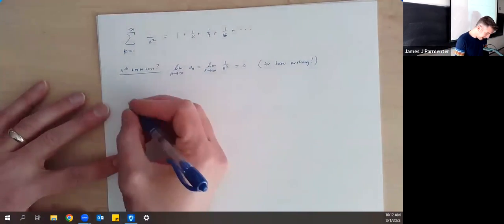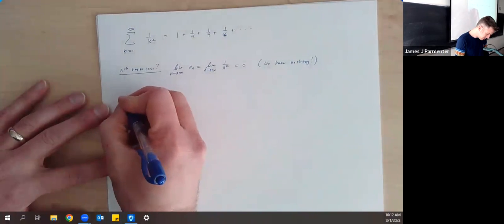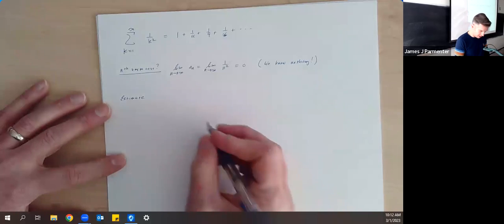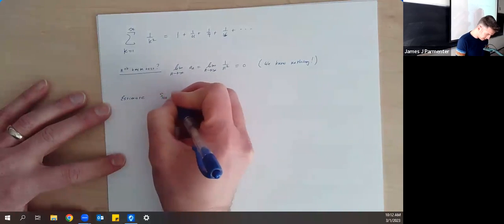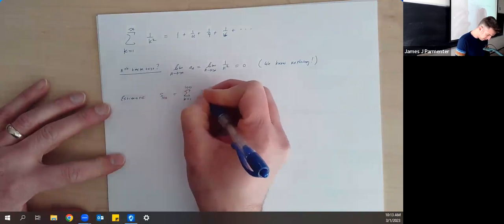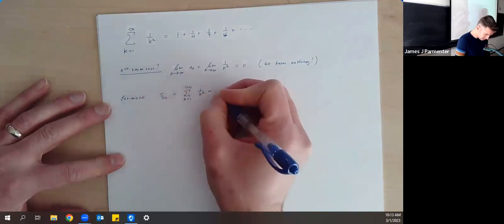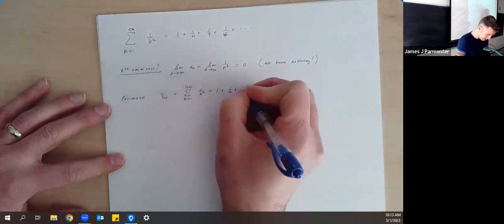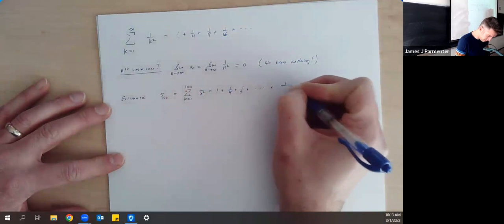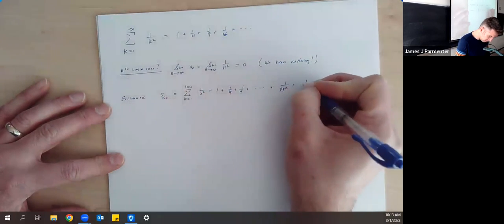So let's say we wanted to estimate the 100th partial sum, S100, which is the sum from k equals 1 to 100 of 1 over k squared, which is 1 plus 1/4 plus 1/9 plus all the way to 1 over 99 squared plus 1 over 100 squared.